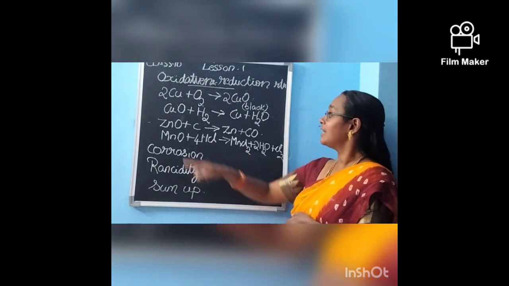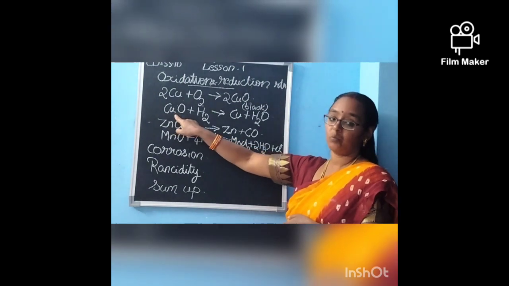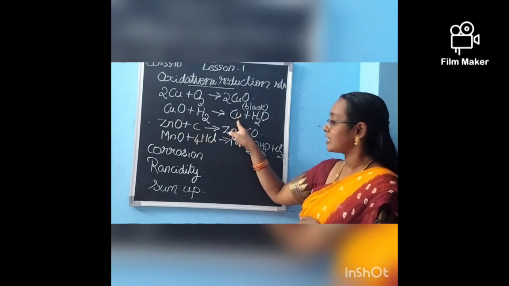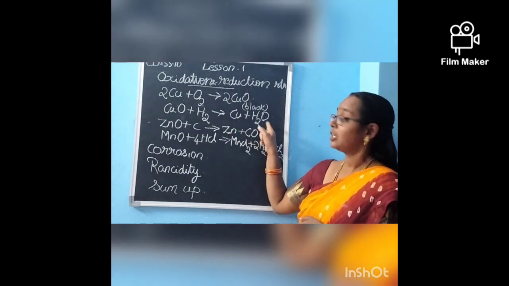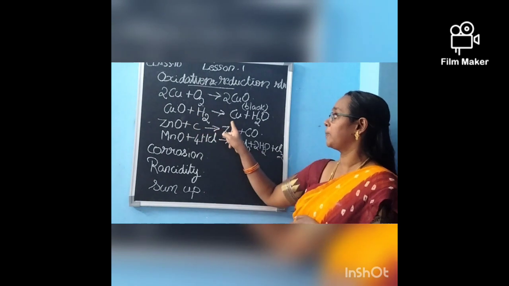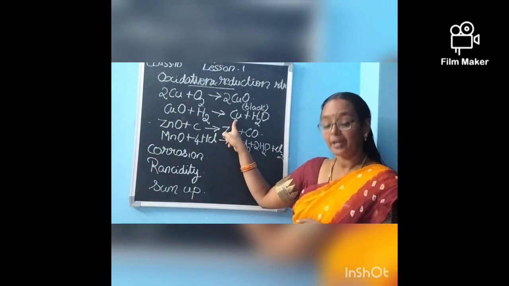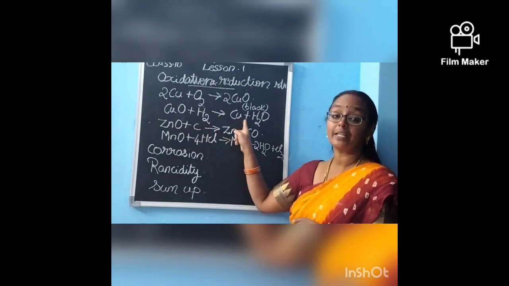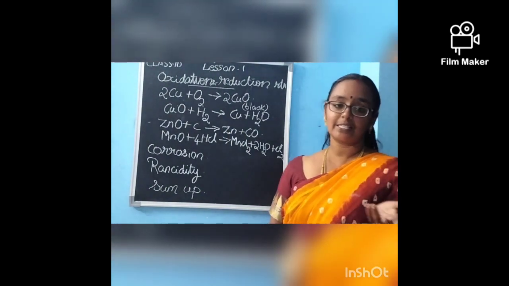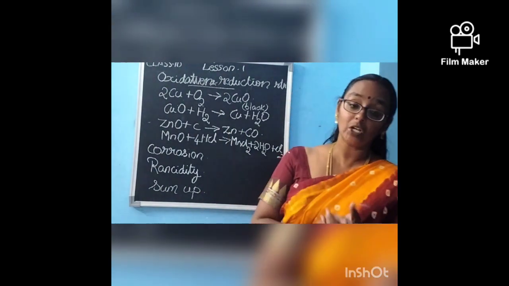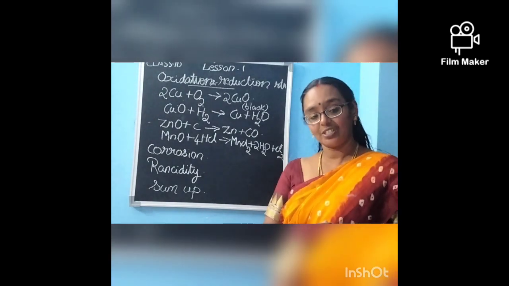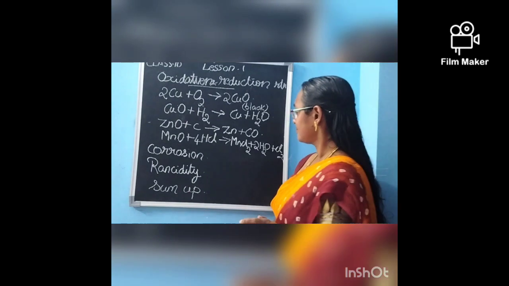Okay, dears? Now this copper oxide, when heated with hydrogen, what happens? Copper is back along with water. So what happens? The oxygen has gone out from this copper and we are getting copper back, right? So the copper here, what is it undergoing? Reduction. Loss of oxygen is reduction and gain of oxygen is oxidation. This is oxidation and reduction reaction.